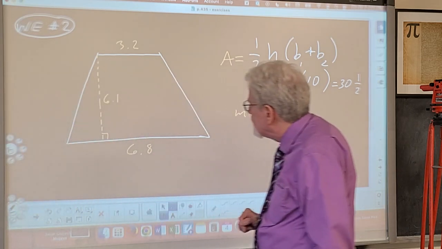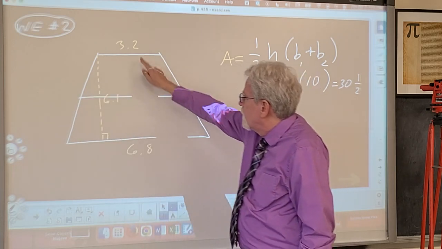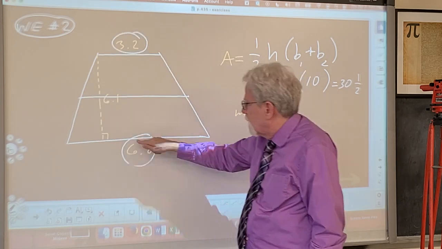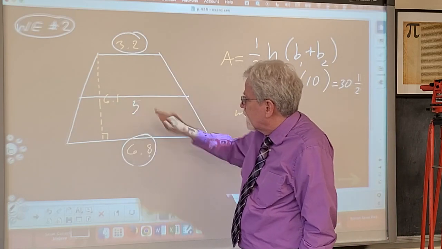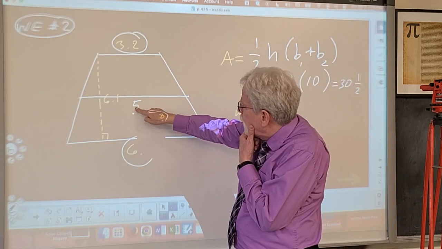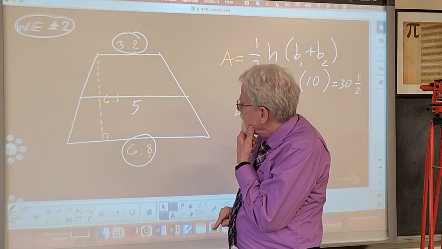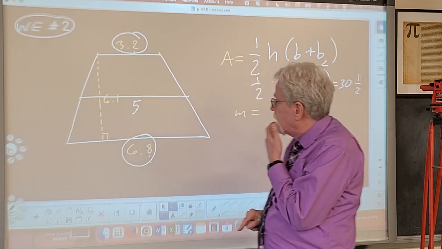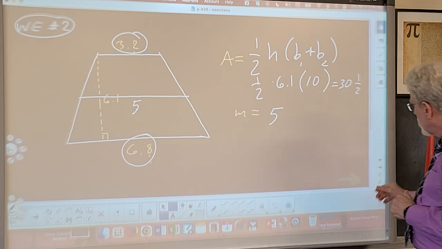What about the median? Well, the median is the average of the two bases. Add the bases, take half. Oh, well, that's easy. This adds up to 10. Half of 10 is 5. That's got to be 5. Is it believable that 5 is halfway between 3.2 and 6.8? Yeah, that makes sense. So the median is 5. Ta-da, done.